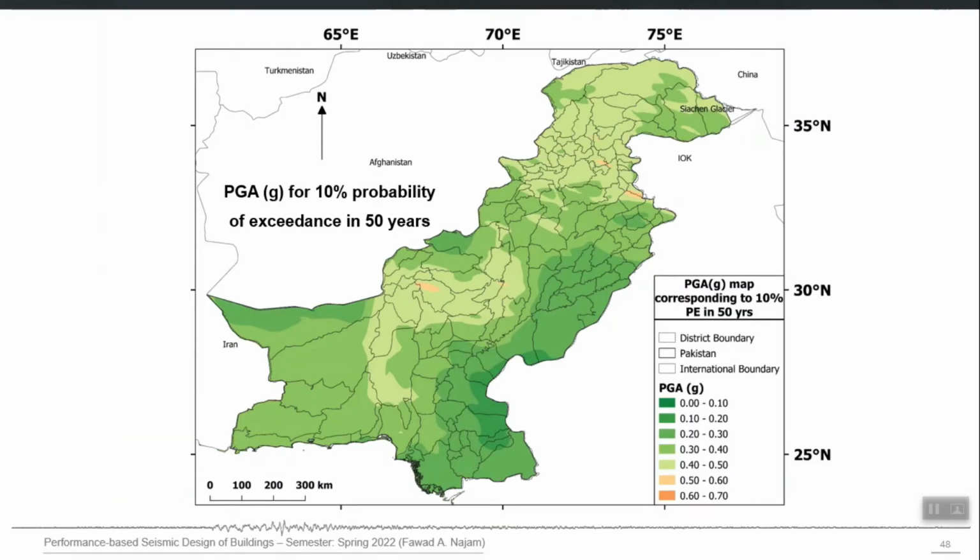This is the seismic hazard map for Pakistan, which was developed as part of a recent study at NUST. Here also you can see that these are the PGA values. Nowadays, instead of using contour lines, we use colors. Different color ranges show the PGA values, and they correspond to 10% probability of exceedance in 50 years. So this is the DBE level PGA map.